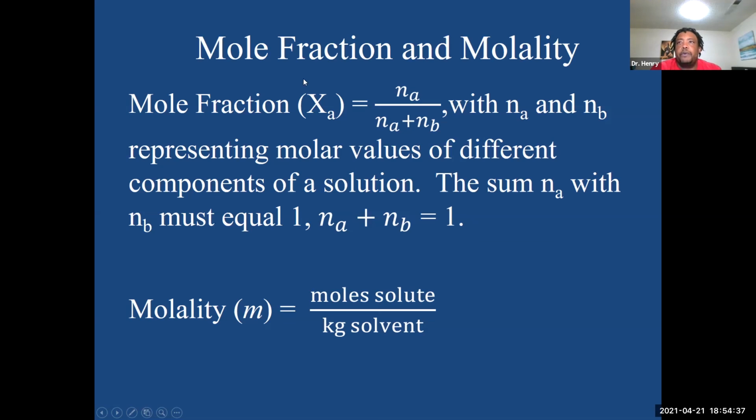Okay, and this is a typo. I need to fix this slide. The sum of the mole fractions of A, XA, and XB is going to have to be equal to 1 because it's a fraction. So this should be XA and XB.